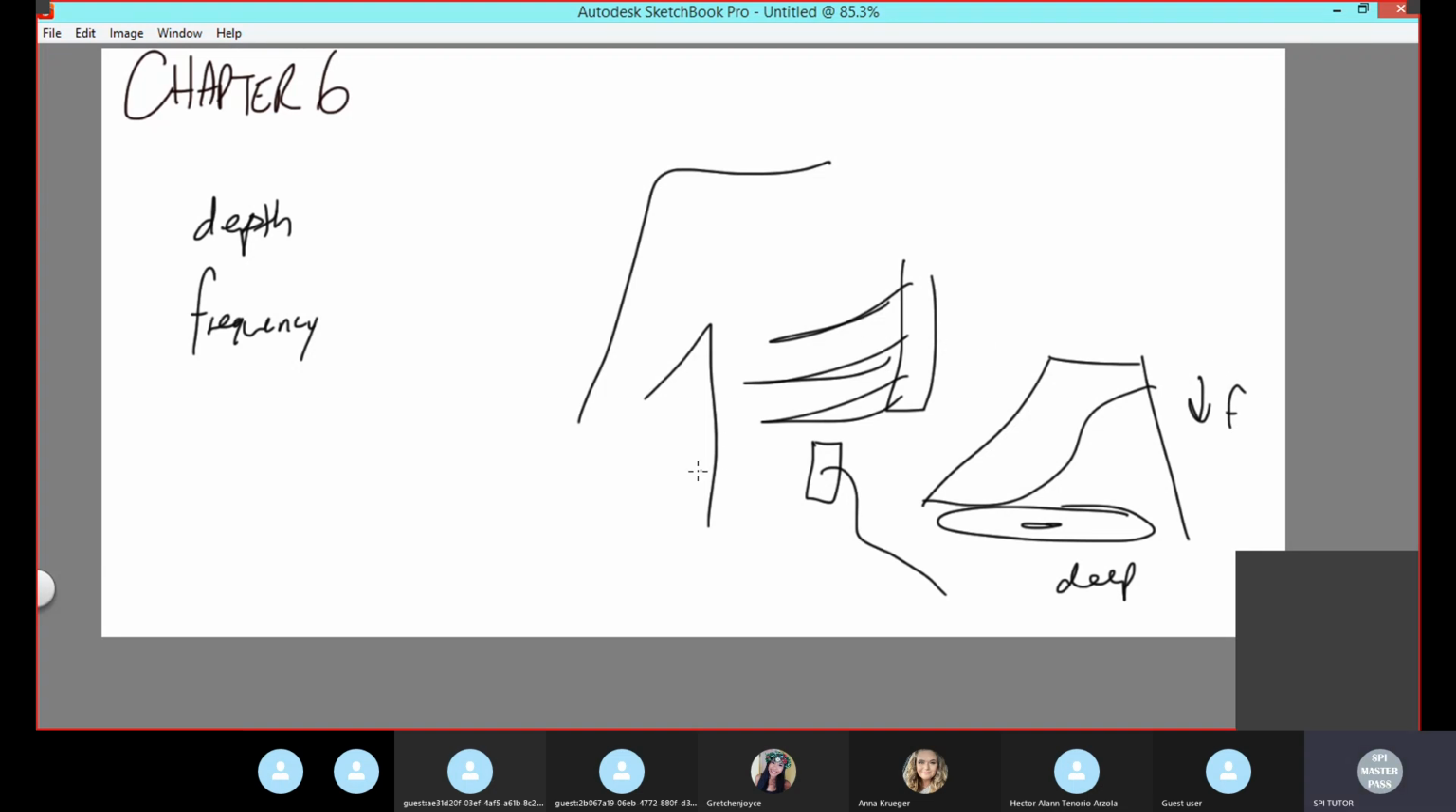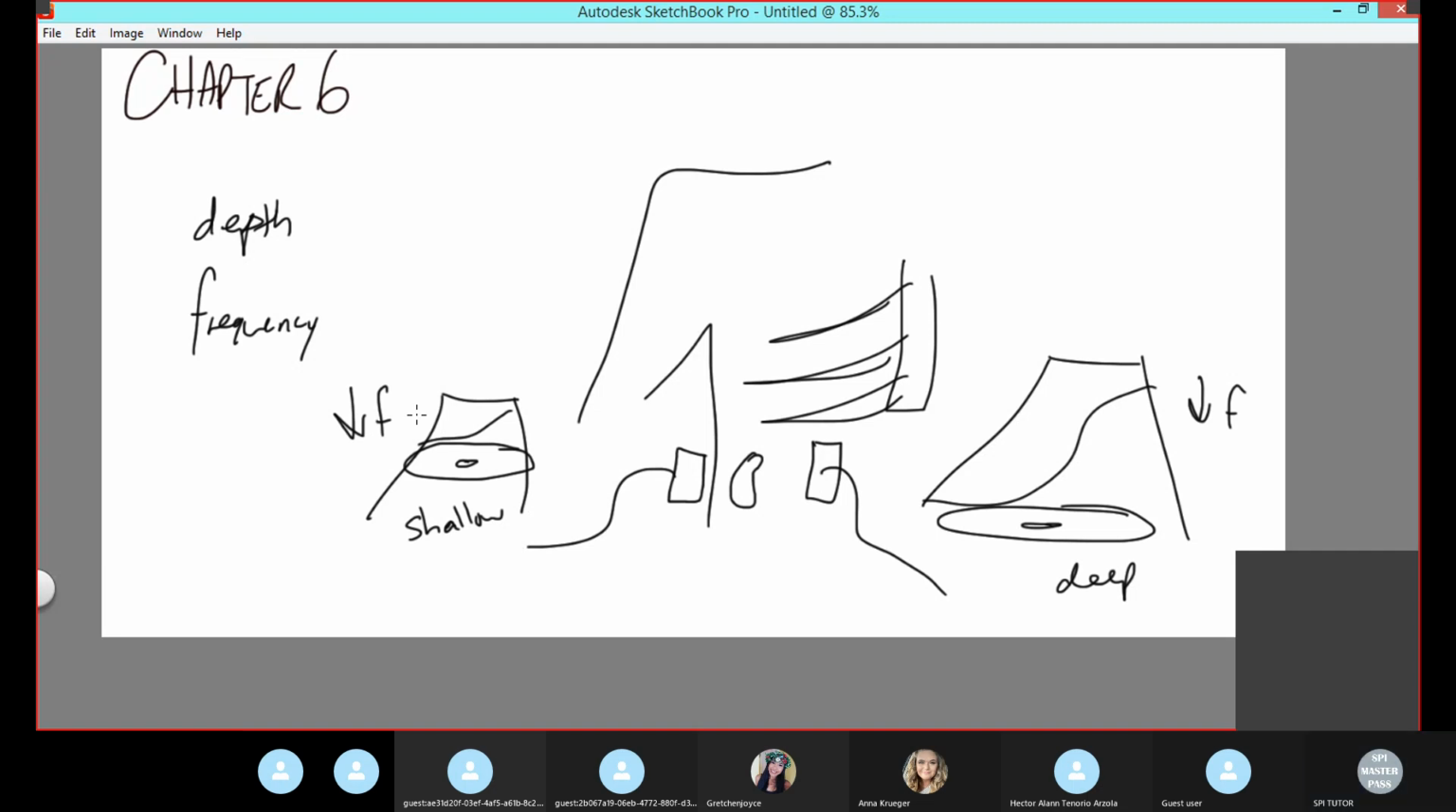But here's the thing. You can move your transducer laterally. And guess what? The kidney's right there. So now you're going to see this. Your kidney is now shallow. And if you stay with the low frequency, you're making a mistake. Your circumstances have changed, so change with them.